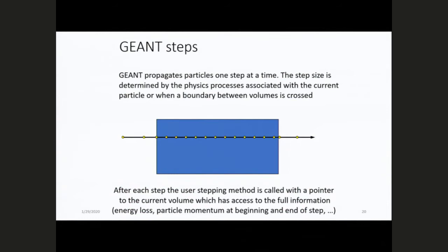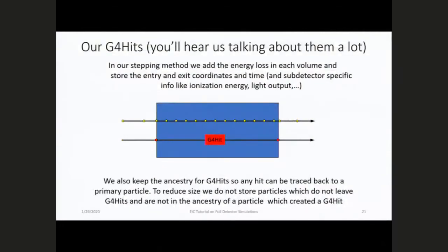Okay, but if we would basically save this, that would be a tremendous output. So what we are doing, we have something which we call G4 hit, and you're going to hear this a lot. What this basically does, it takes the entry of a volume and the exit of a volume, and it integrates the energy loss over there. So what your G4 hit has is the coordinate of the entry point, the exit point, or if it decays or stops, basically when it stops existing. And the integrated energy loss.